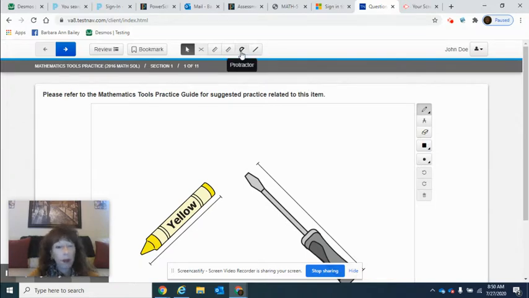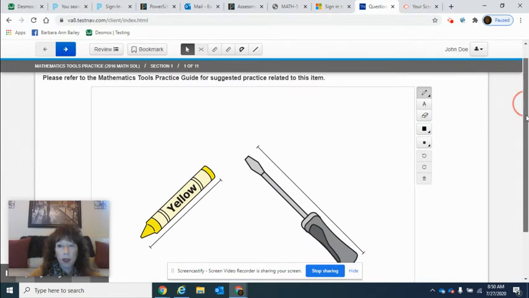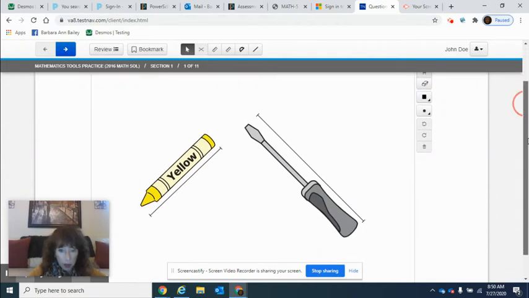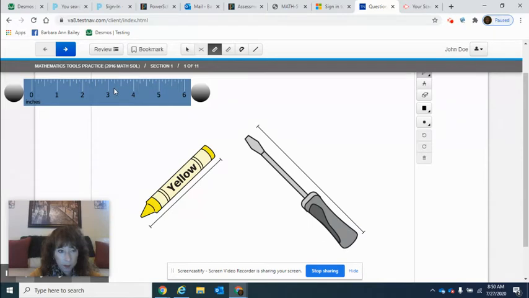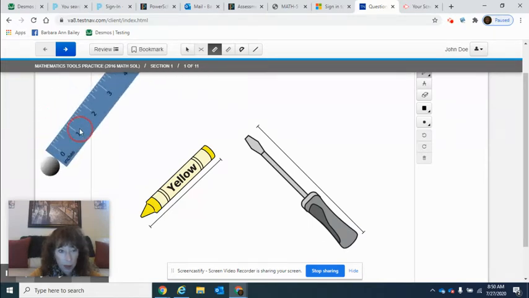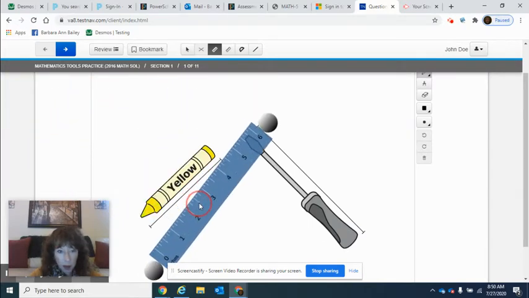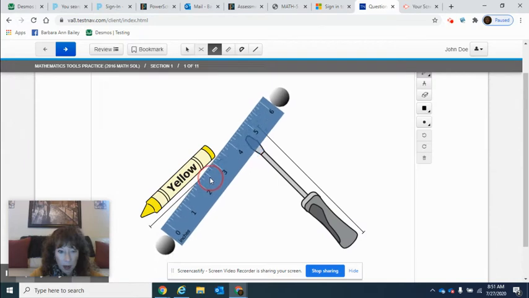For example, they might be dragging the protractor around and all that, but they may not be lining it up correctly. And so they practiced, but they haven't practiced effectively. So on TestNav, it is important to give them some guided practice with that. They can practice with the inch ruler. But again, here it's important to show them how they have to line it up.